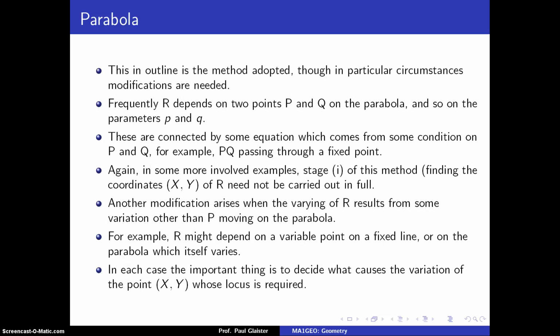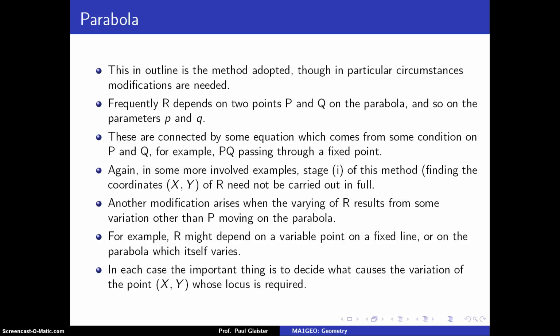So we've just outlined the method, but in particular circumstances there may be some modification needed. So for example, it might be that the point R moves as 2 points on the parabola move. So there may be 2 points there that move. Now the coordinates of the point R might depend on the parameters p and q. Now we won't be able to eliminate both p and q to determine a relationship between X and Y that's valid for all p and q, because we need more information.